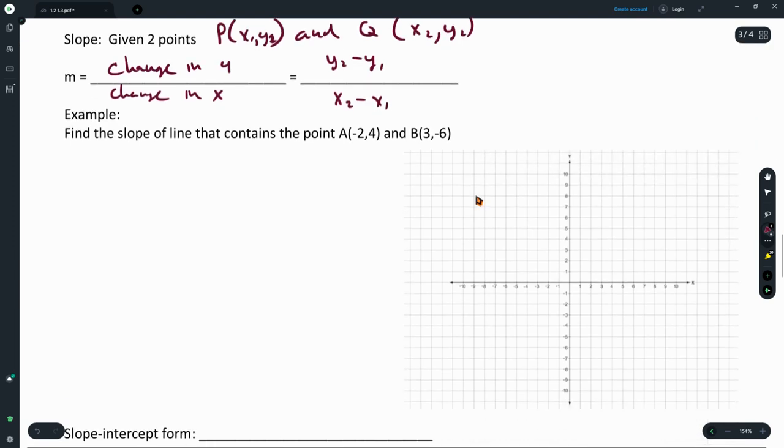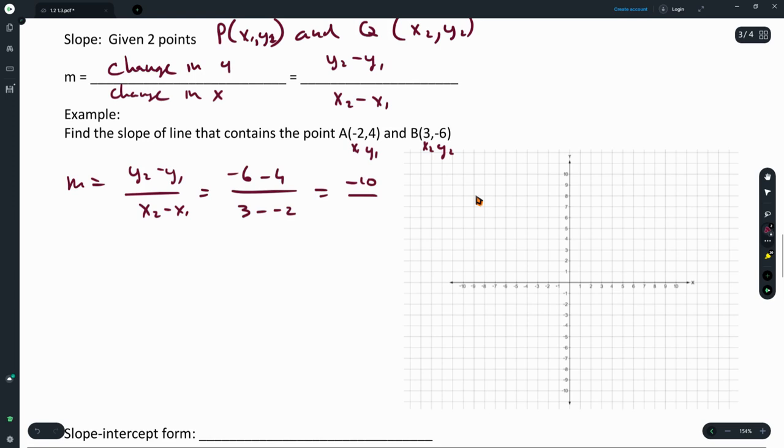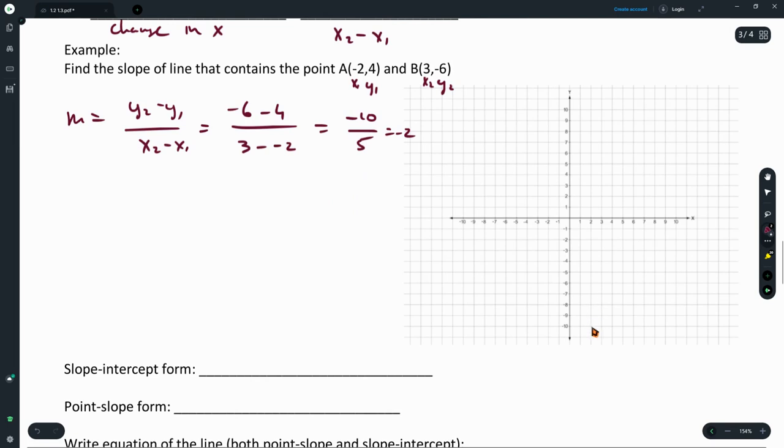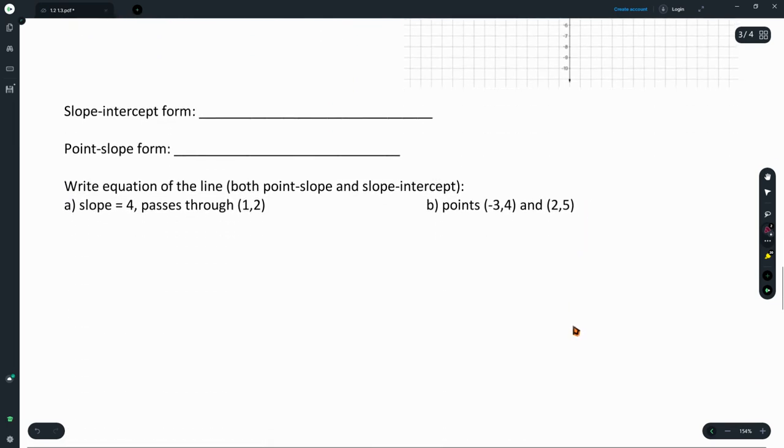Again, in the example here, to find the slope between point A and point B, you call this x1, y1, and x2, y2. You just name them. It doesn't matter which one's 1 and which one is 2, as long as it's consistent. So the slope is y2 minus y1 over x2 minus x1, which is -6 minus 4 over 3 minus -2, which gives you -10 over 5, which is -2. Now that's the slope. I'm not even going to graph this. All right, let's talk about the slope-intercept form.